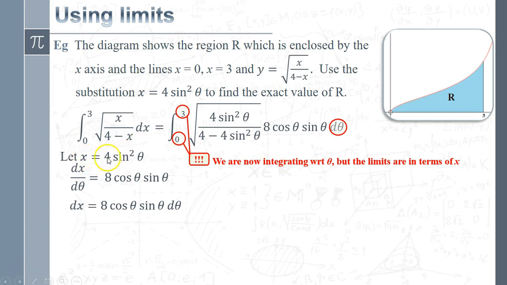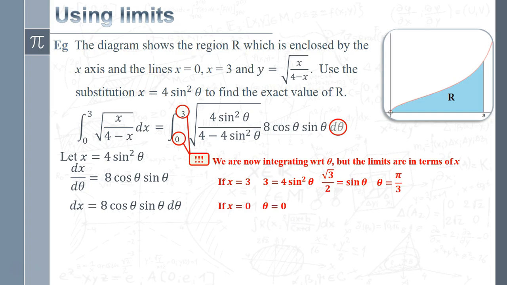Well, the link between x and theta goes back to our substitution here. X is 4 sine squared theta, so if x is 3, that was our upper limit, then we've got that. So our equivalent value for theta is just the solution to this equation, which is going to be root 3 over 2 equals sine theta, giving us theta is pi over 3. Similarly, if we've got x equals 0, we've got a value of theta equals 0.